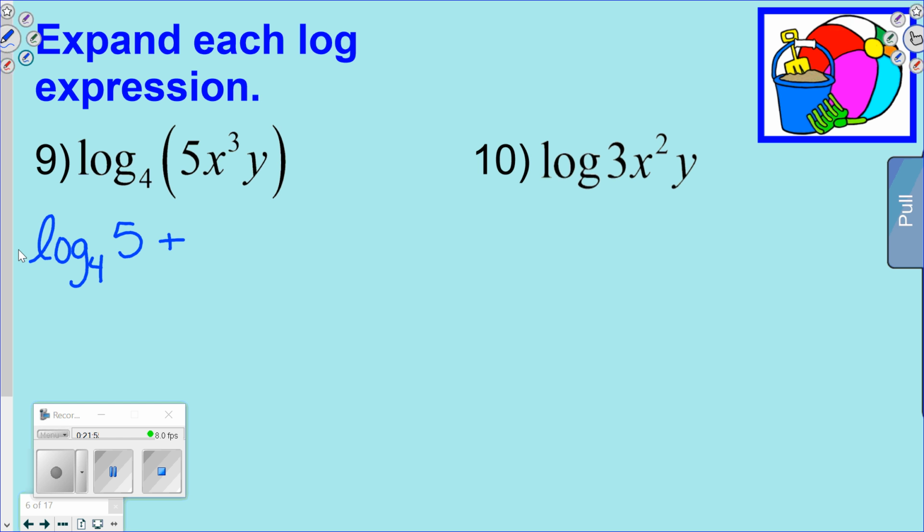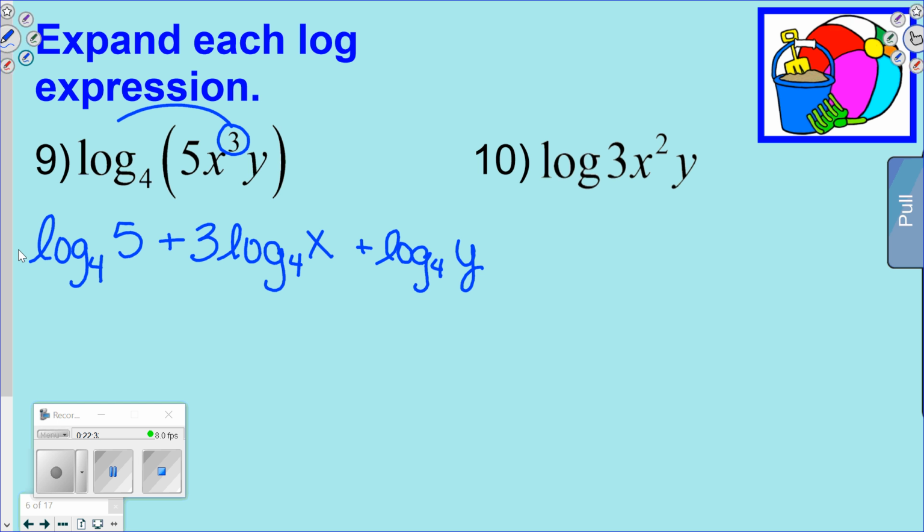Now this one has an exponent on it. Where does the exponent go? Comes out in front. So 3 log base 4 of x, right? We just moved that out in front. Still have the x. Oh, yeah, it's like to the first. But if I multiply something by 1, does it change anything? So if you want to, that's fine, but you don't have to. And then that's being multiplied by y, so I write plus log base 4 of y. Yeah, some of them get real long.